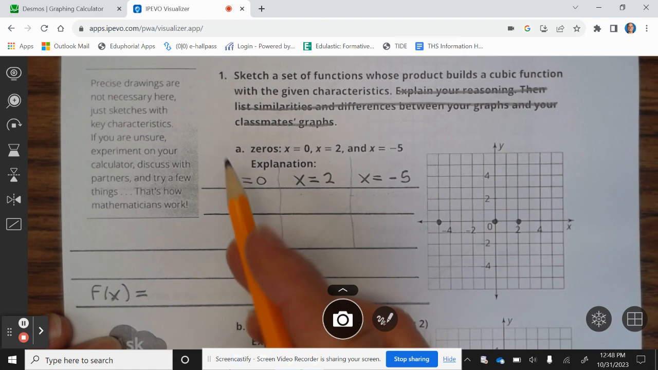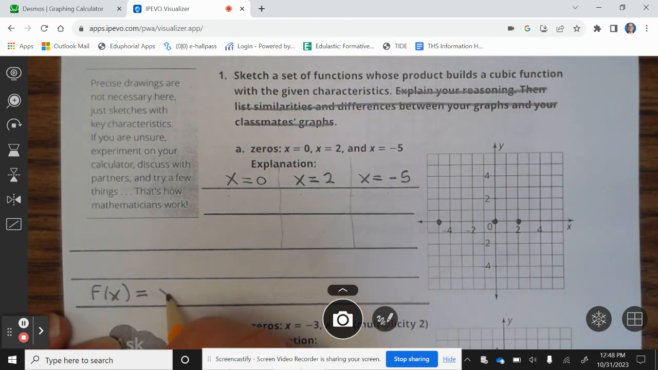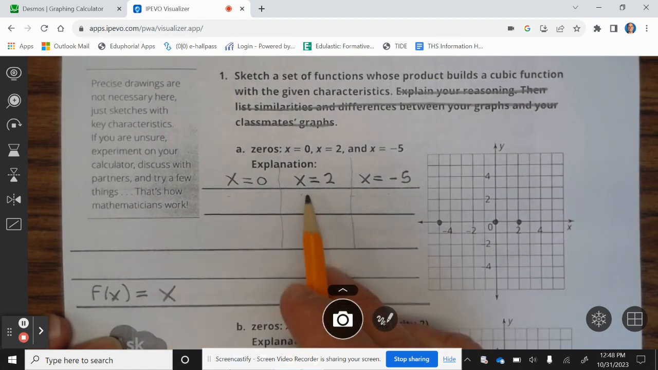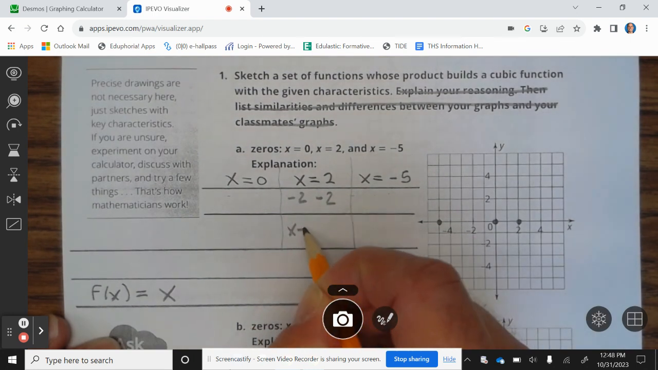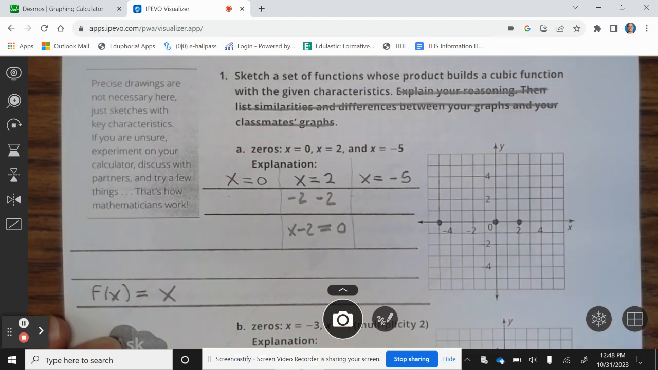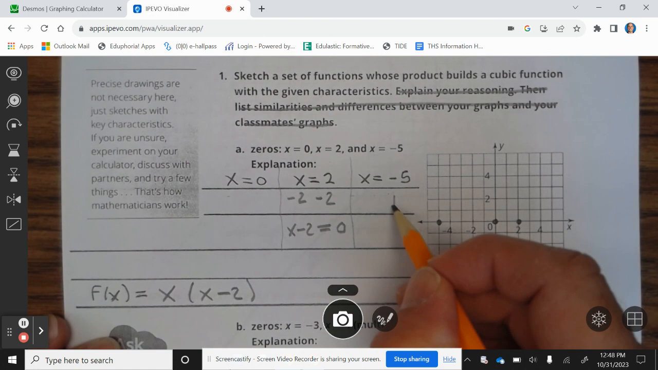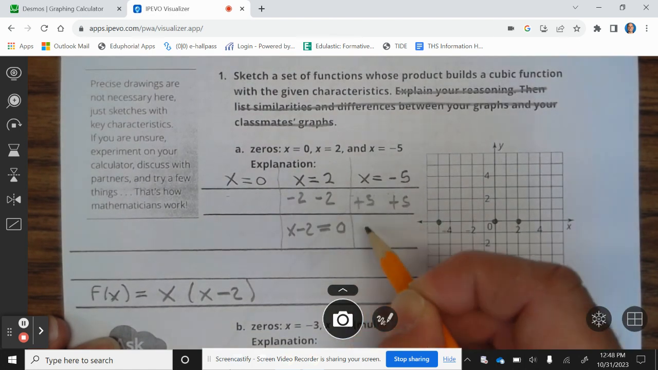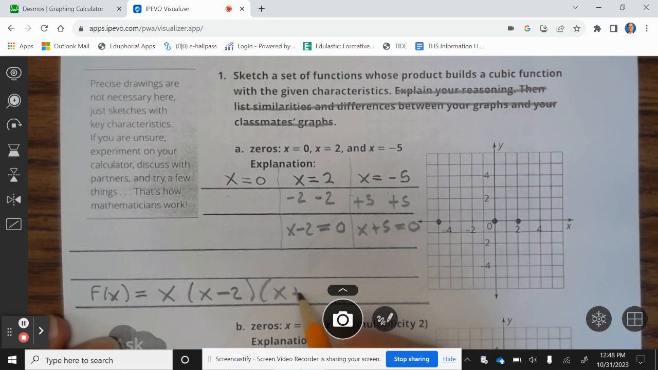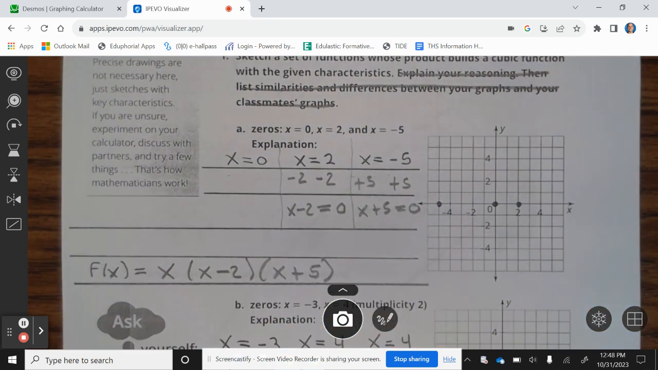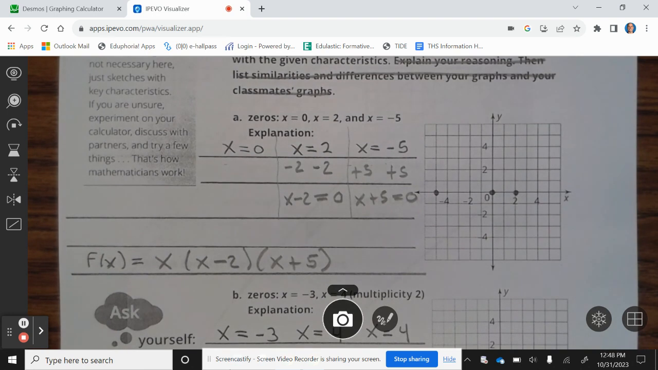So x equals 0 is just x. Here we're going to subtract 2 from both sides. So you get x minus 2 equal to 0. So that's x times x minus 2. And then here we're going to add 5 to both sides. So we get x plus 5 equal to 0. So our function is f of x equals x times x minus 2 times x plus 5. All right, so we have our zeros.